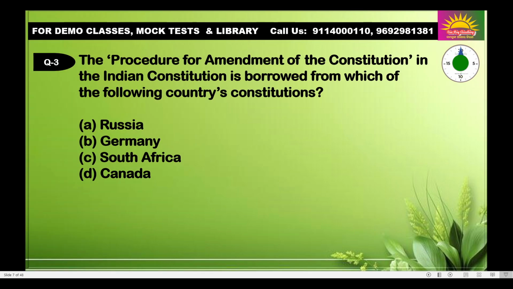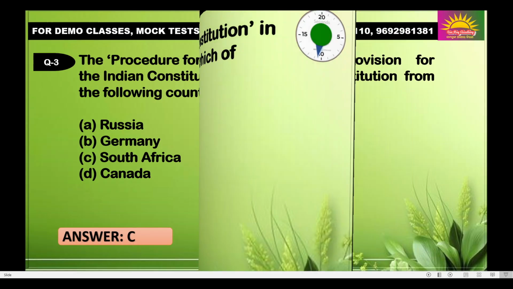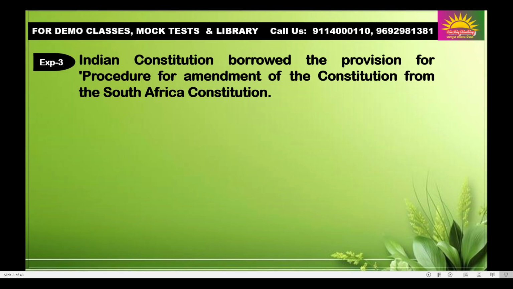Question number 3. The procedure of amendment of the constitution in the Indian Constitution is borrowed from which of the following countries' constitution? Russia, Germany, South Africa, or Canada? Answer C, South Africa. The Indian Constitution took the provision for the procedure of amendment of the Constitution from the South Africa Constitution.